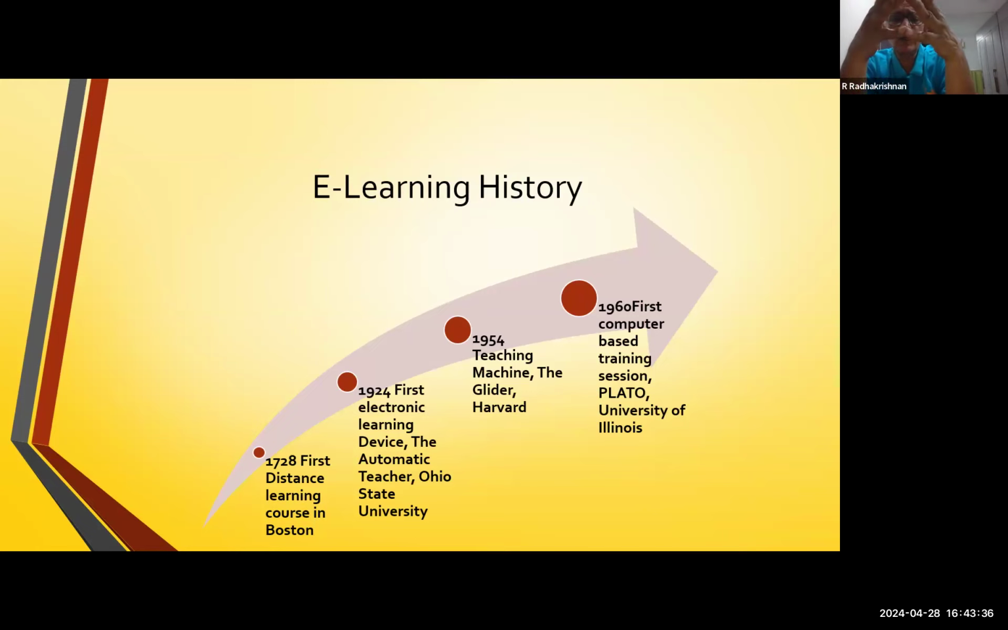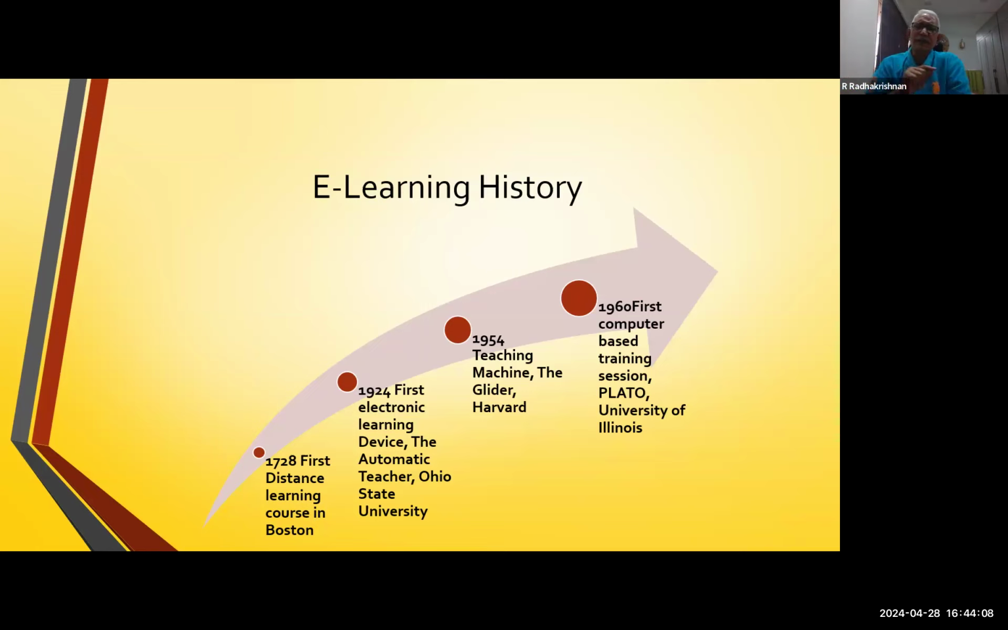And then in 1920, almost 200 years later, an electronic device called the automatic teacher was introduced at Ohio State University. In fact, this automatic teacher was nothing but a machine which would give multiple choice questions. You have to answer, and only then will it allow you to go forward. It was also a crude way of teaching. Nevertheless, in those days, that was an exciting technology.